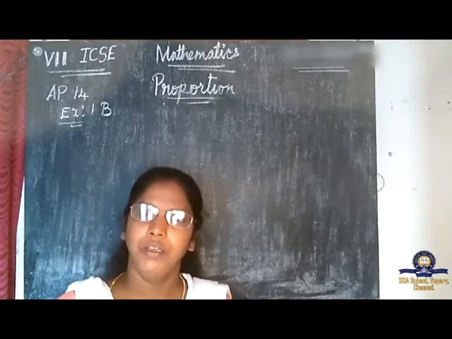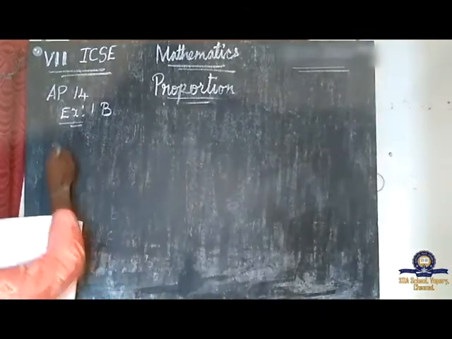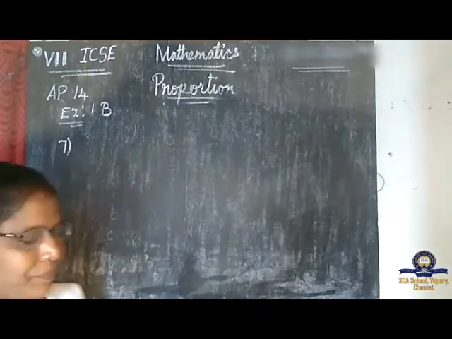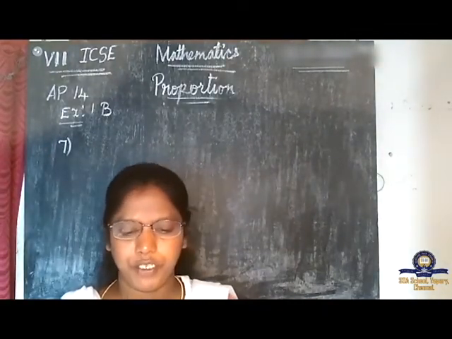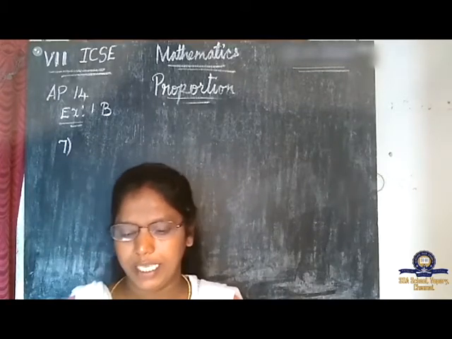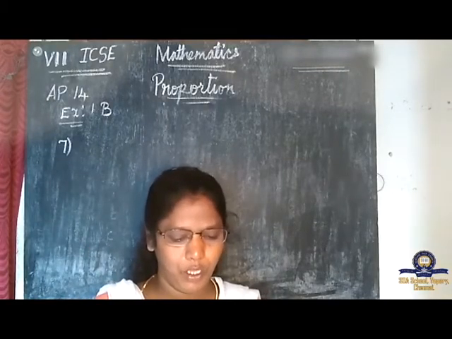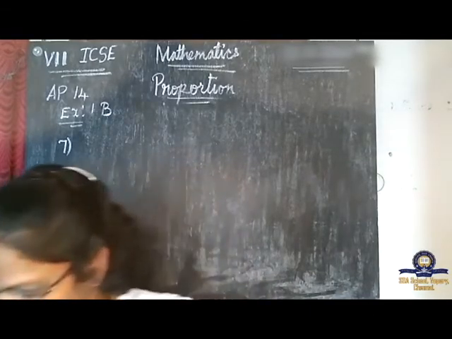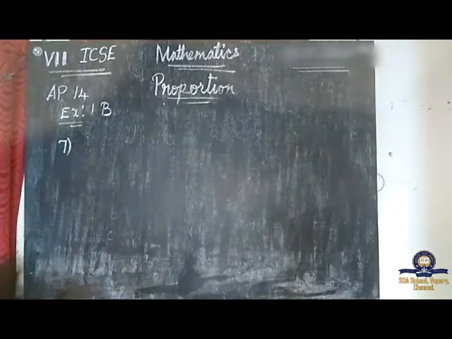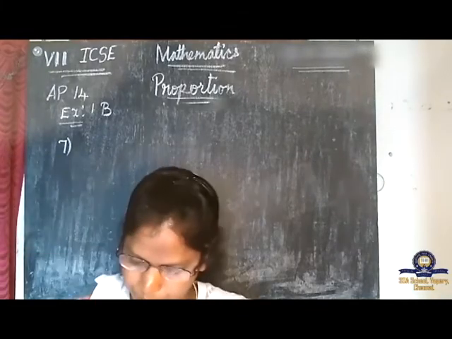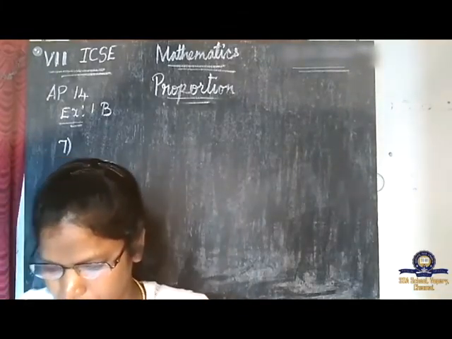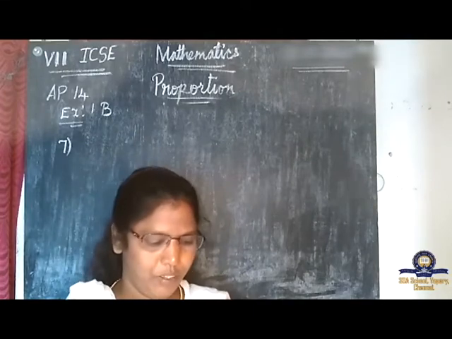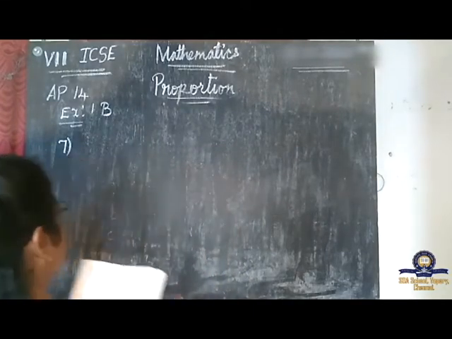Now we'll come to seventh one. Find the mean proportional between the quantities in each pair given below. How many pairs are given there? There are 6 sums. Which one shall I do for you? Mean proportion. Which one? Shall I do the fourth one? Yes.